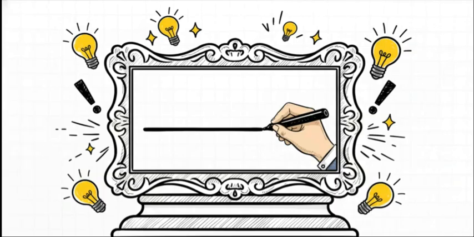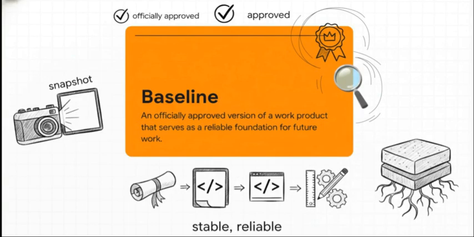And this right here brings us to maybe the single most powerful idea in all of configuration management. It's this concept of a baseline. So what is a baseline? The easiest way to think about it is like a snapshot in time, or a stake in the ground. It's an officially approved version of something, a document, code, whatever, at a specific moment. Once it's approved, that's it. It becomes the stable, reliable foundation that everybody agrees to work from.